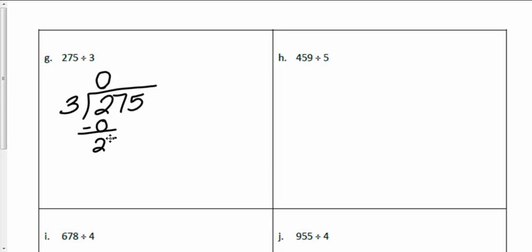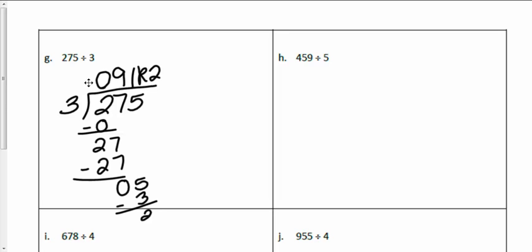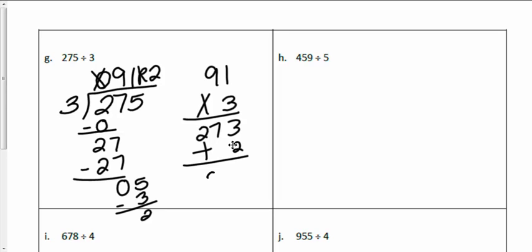And then you're going to add that to your 7 tens. Now I've got 27 divided by 3, which is 9. 9 times 3 is 27. 27 minus 27 is 0. I'm going to add that to my 5 ones. That would be 1 in each group, and 1 times 3 is 3. That's going to leave me with a remainder of 2. Now this 0 has no value, so the answer is 91 remainder 2. So I'm going to take 91, and I'm going to multiply it times 3, and that gives me 3 and 27, because 9 times 3 is 27. When I add my 2, that gives me 275, so my answer checks.